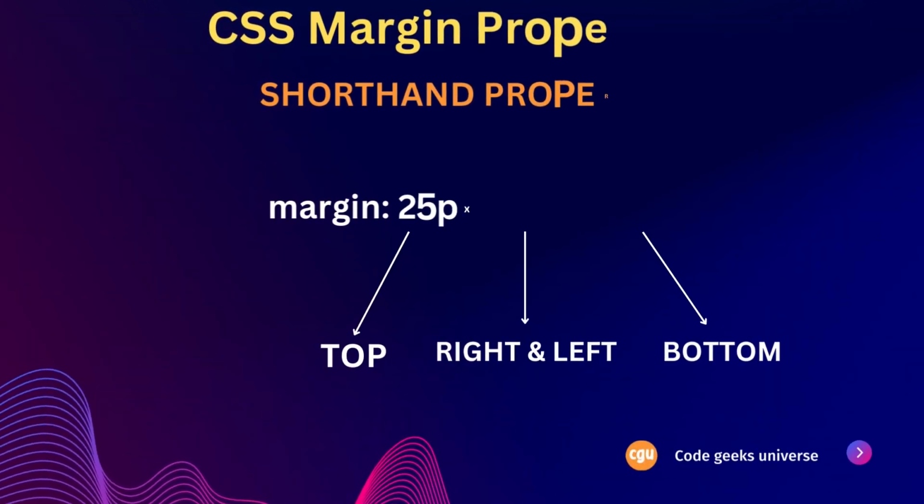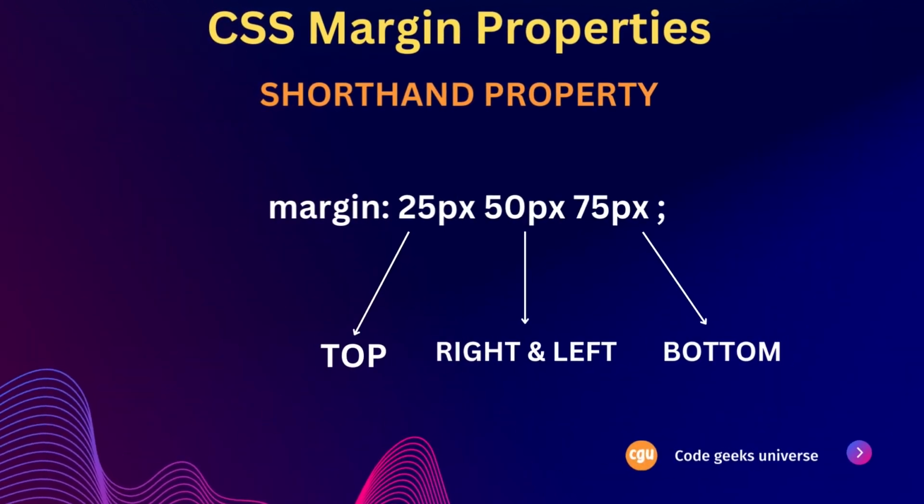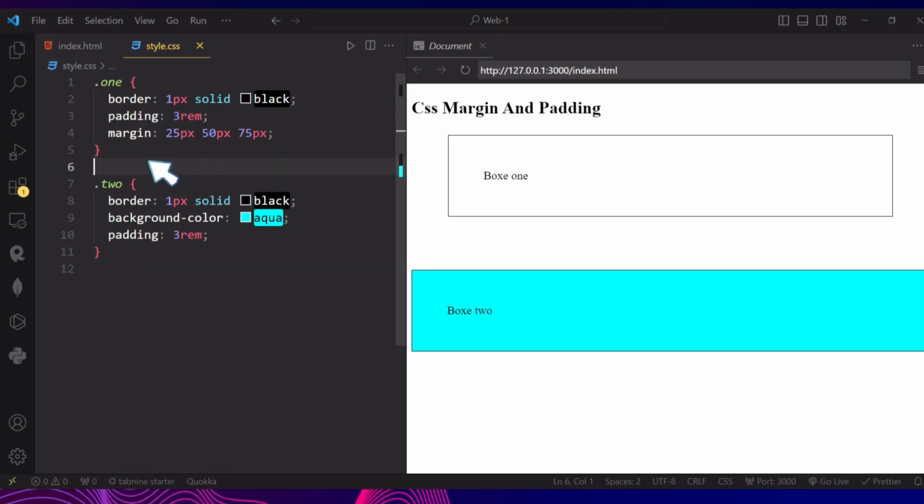And when the margin property is set with 3 values, it allows you to control the margins on different sides of an element. For example, if you use the declaration margin and then you specify 3 values like 25 pixels, 50 pixels and 75 pixels, it means that the top margin will be 25 pixels, the right and left margin will be 50 pixels each, and the bottom margin will be set to 75 pixels. This can help you achieve precise control over how your elements are spaced within your design.